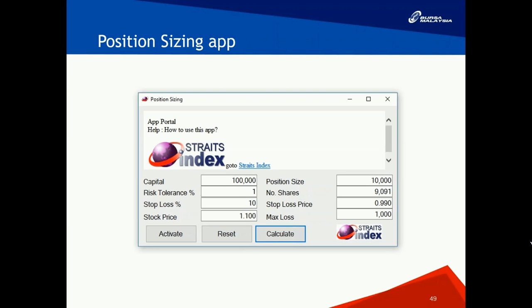So if the stock price is actually at 110, what is your position size? In this case, the software will tell you that you should buy 9,000 shares, and your stop price will be 99 cents. Based on all these formulas, your maximum loss is always 1,000. That means whenever you go in at any stock price, you try to lose not more than 1,000.